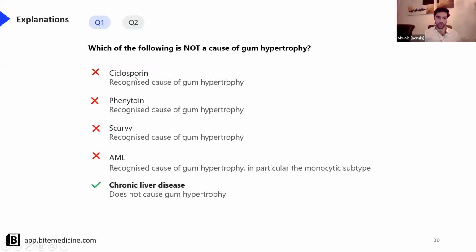So cyclosporin, phenytoin, scurvy, and AML, they all cause gum hypertrophy. Liver disease doesn't typically cause gum problems, okay? This is also known as gingival hyperplasia. So what exactly is going on here? What's the scar? What's wrong with the gums? And why does the patient have a fine tremor? Does anyone have any idea?